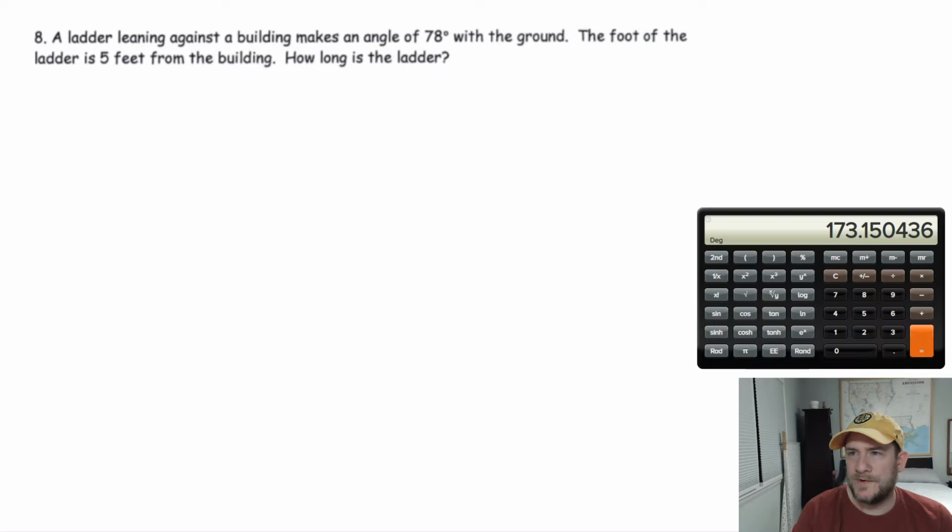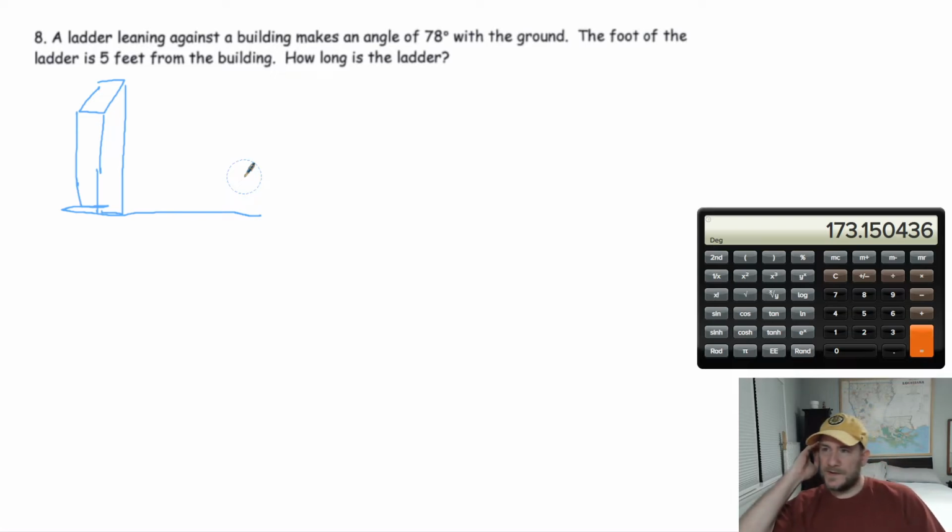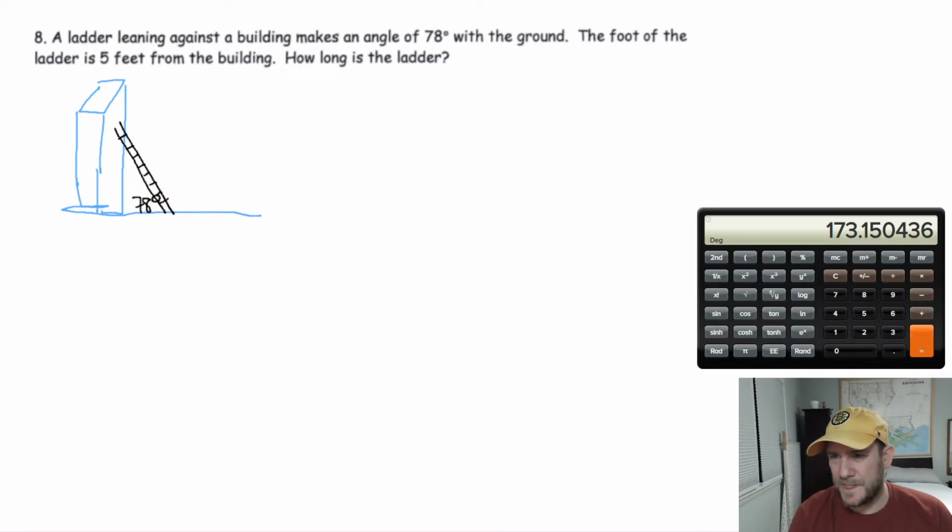A ladder leaning against a building. Okay, pretty classic. Here's my building. Not my best. But it makes an angle of 78 degrees with the ground. So the ladder comes down and makes a pretty steep angle with the ground. So this angle right here is 78. What else do we know? The foot of the ladder is 5 feet from the building. So that means this dimension is only 5. It says how long is the ladder? So what we're solving for is this. Let's just call it X.